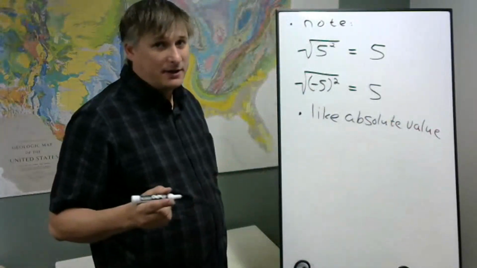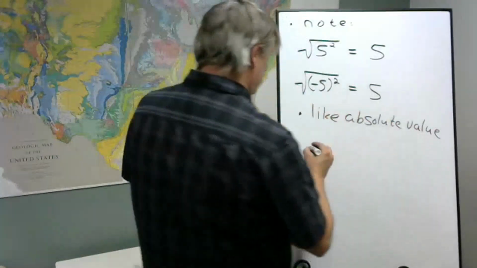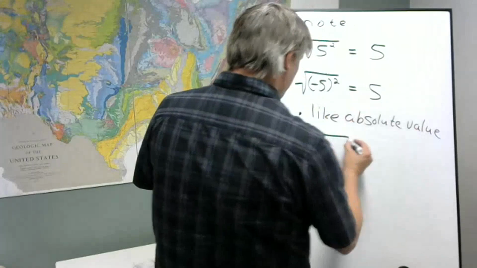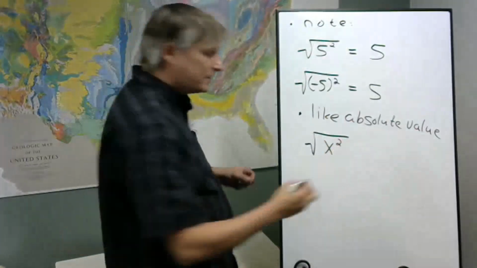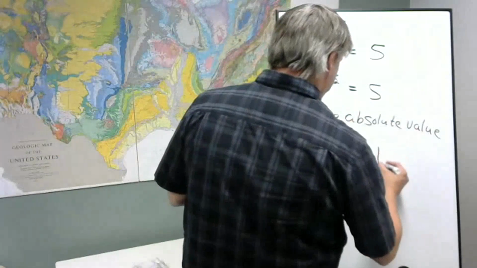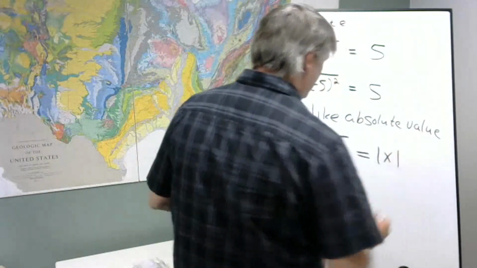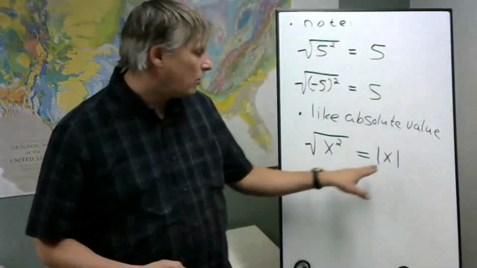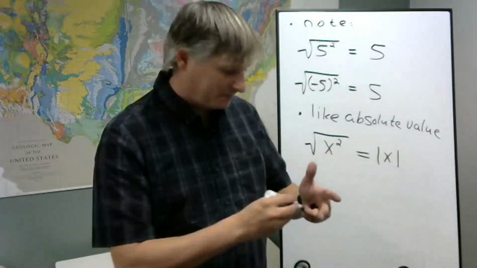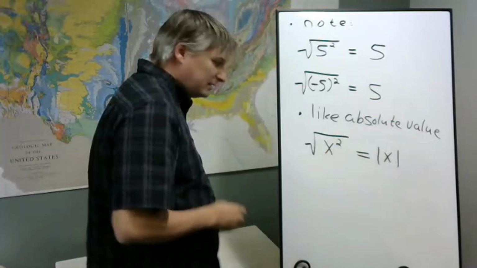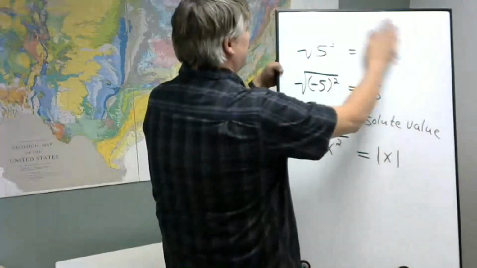So this is what we're going to get. In general, the positive square root of any number squared will equal the absolute value of that number. We will always get the positive version of that number. So let me do some examples here.